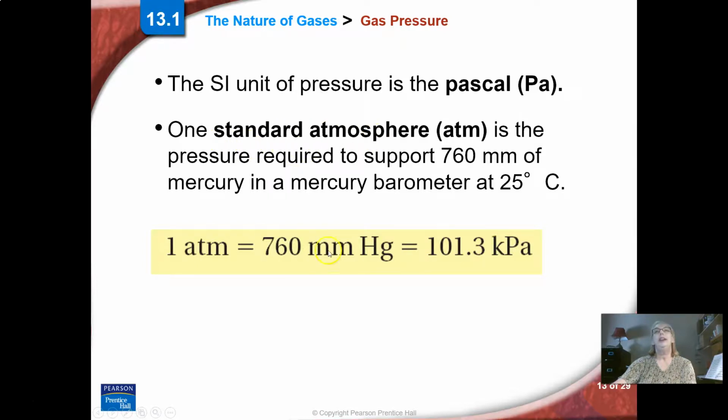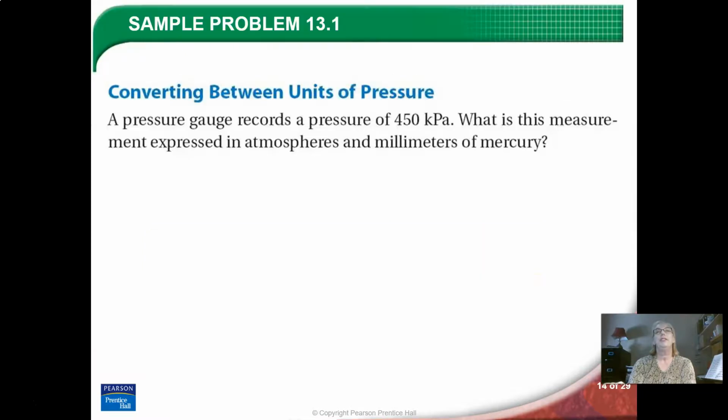STP is going to be 760 millimeters of mercury. That's an important thing to remember, because we use that a lot in gas problems. So this is another thing to have memorized on your note card, so you can remember how to change from one to the other. They're all equivalent to each other, so 1 atmosphere is the same thing as 760 millimeters of mercury and 101 kilopascals. We just have to know those and be able to convert from one to the other. That's a basic kind of problem on the test, converting from one type of pressure to another.